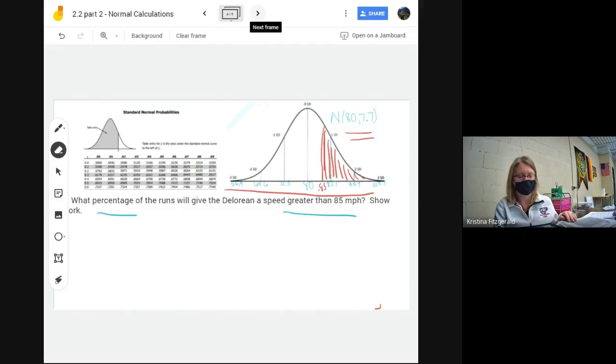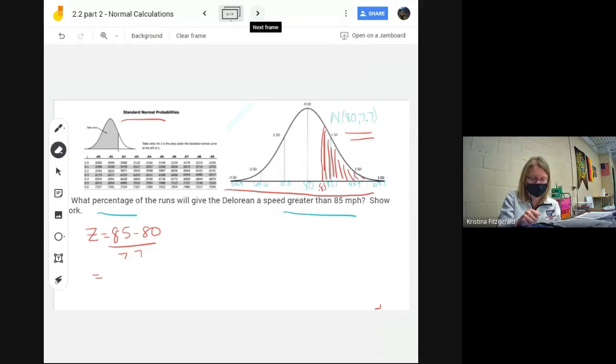on the chart. This is a standard normal chart. So we have to take our values in context and convert them so we can look them up on this chart. What we're going to convert them to is a z-score. We're going to figure out where we're located in terms of a z-score. So if I do that, I'm going to have 85 minus 80 divided by 7.7.